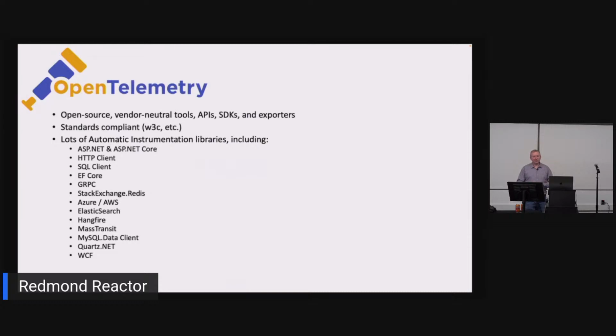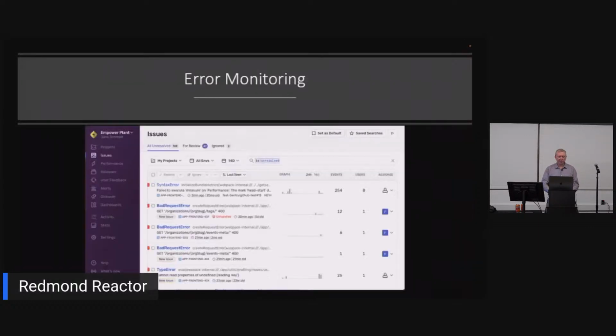We have some support for AWS and Azure Functions. We don't have Elasticsearch, Hangfire, Mass Transit, MySQL, Quartz, or WCF. So as we move towards OpenTelemetry, if you use any of these other things in your application, you won't need to wait for Sentry to go implement them. You'll just grab your OpenTelemetry library of choice, and everything will just work. Lots more I could talk about OpenTelemetry, but it is definitely the wave of the future, regardless of which APM platform you're going with.